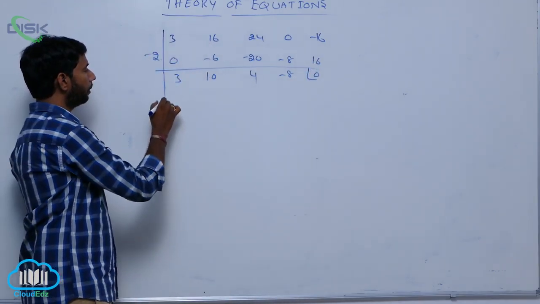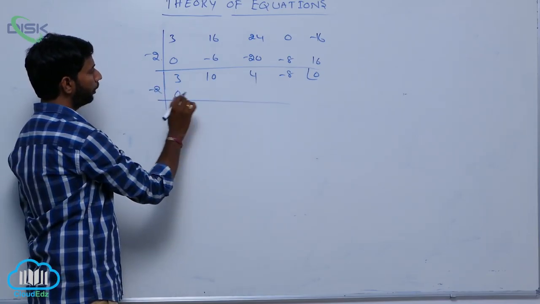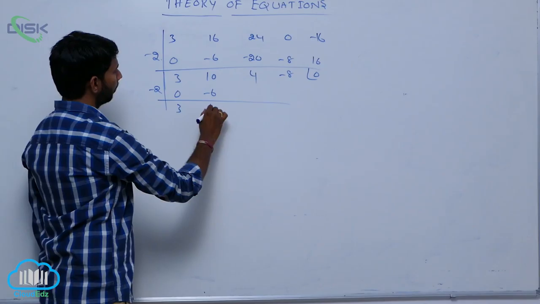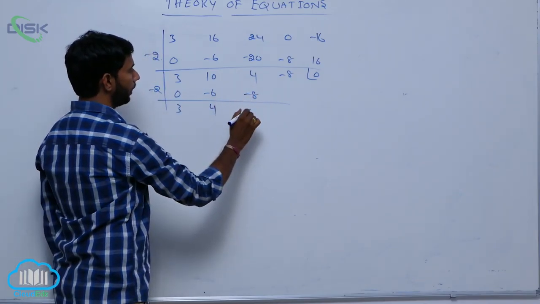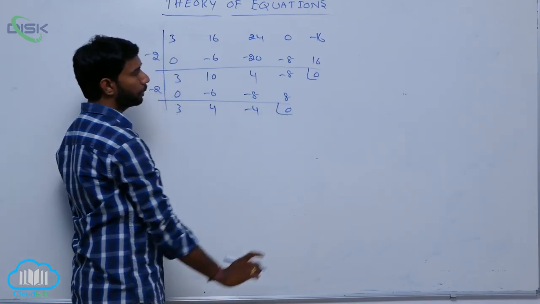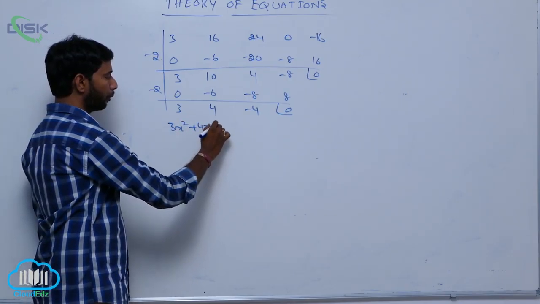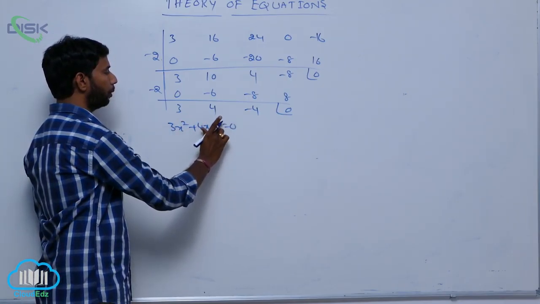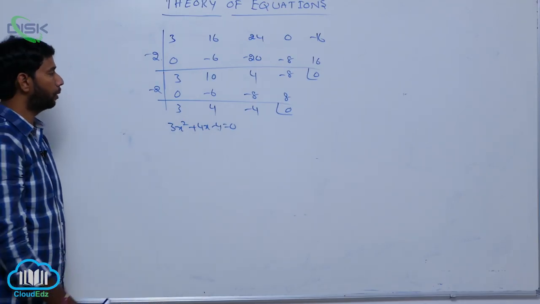And again dividing with minus 2. 3 into minus 2 is minus 6. 10 minus 6 is 4. 4 into minus 2 is minus 8. 4 minus 8 is minus 4. Here plus 4, minus 4 plus 4, remainder is equal to 0. And the remaining equation is 3x square plus 4x minus 4 equal to 0.